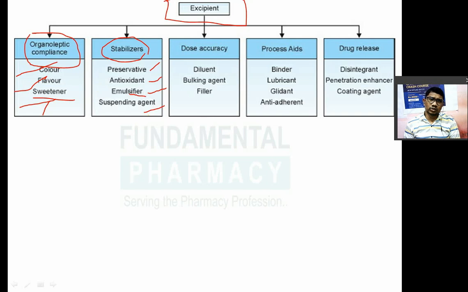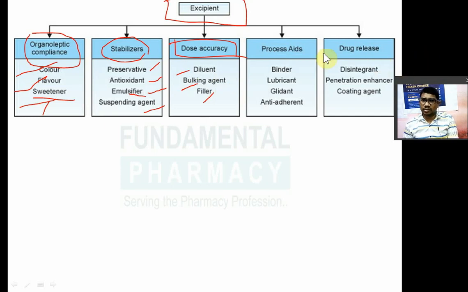Now, to enhance the dose accuracy, if your dose of drug is very less, for example 1 or 2 milligram, you cannot formulate that 1 or 2 milligram drug in a particular formulation. So you have to increase the bulkness of that formulation. For that you are adding a diluent. Right? You cannot form a tablet of 1 milligram. How will you punch a 1 milligram tablet? So you have to add diluents, you have to increase the bulk. So diluent, bulking agent, then fillers. These are important to increase the dose or to affect the dose accuracy.